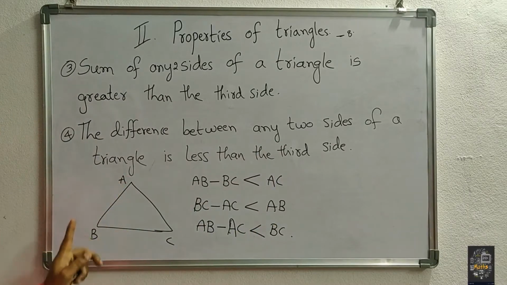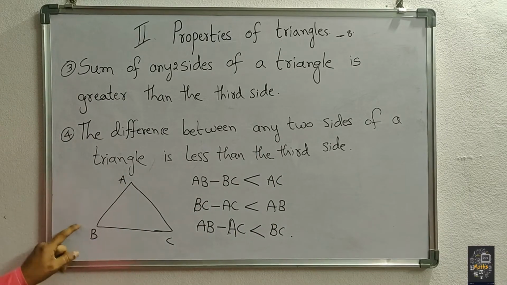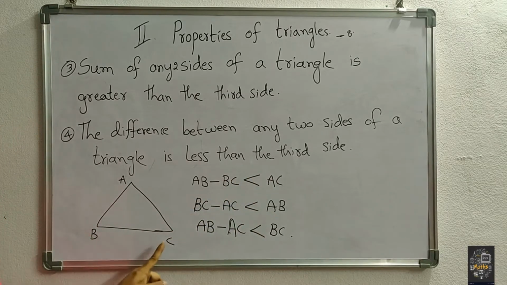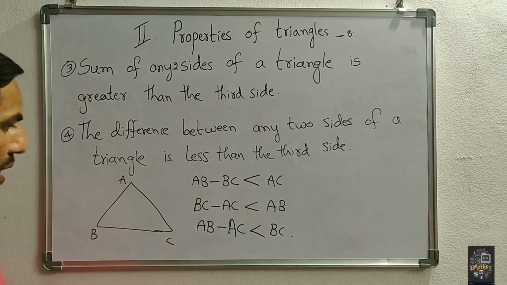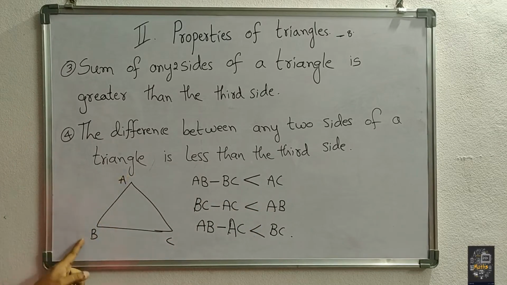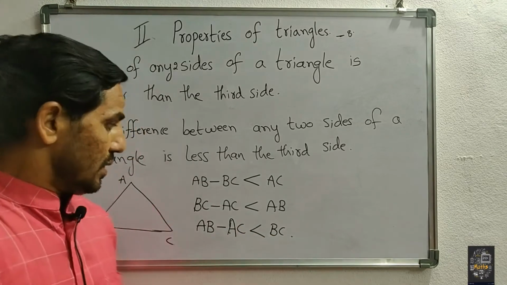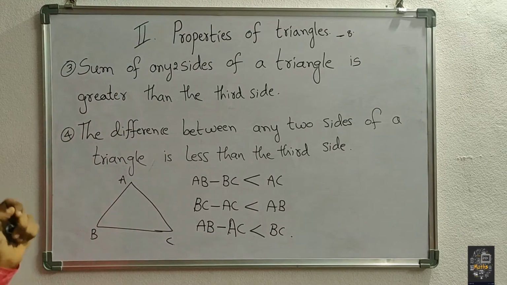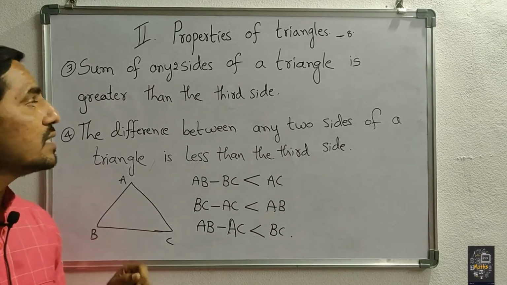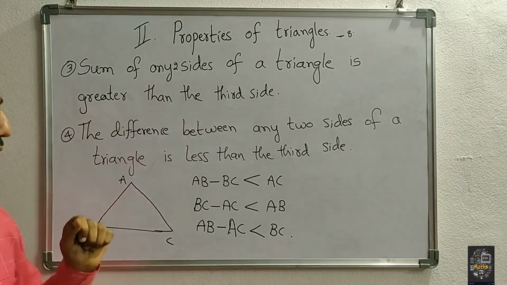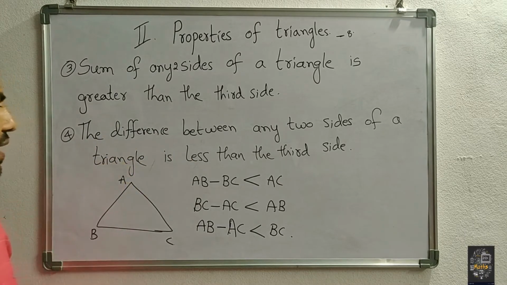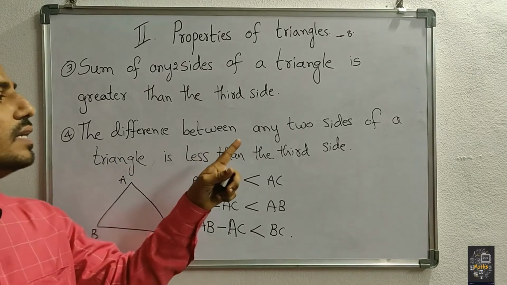So in this diagram, ABC triangle, AB minus BC is less than AC, and BC minus AC is less than AB. And also AB minus AC is less than BC. This is the fourth condition. Once again I will repeat third one and the fourth one. Sum of any two sides of a triangle is greater than the third side. Next, the difference between any two sides of a triangle is less than the third side.